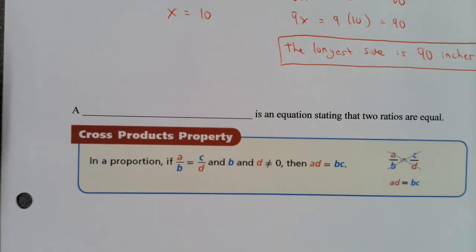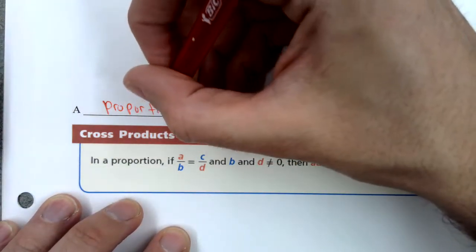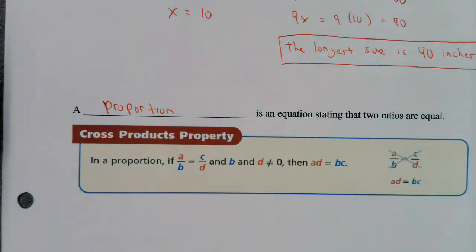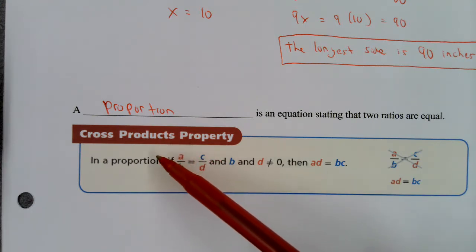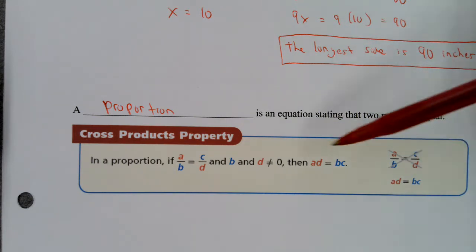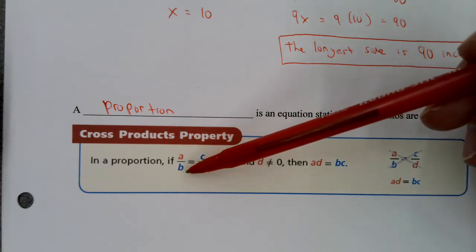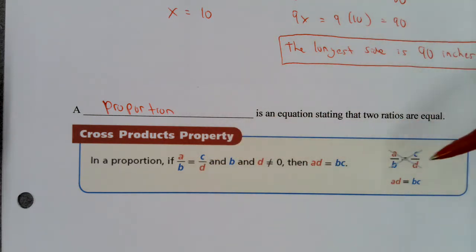Another definition. A proportion is an equation stating that two ratios are equal. Okay? So this is an example of a proportion. A over B equals C over D. And one way to solve this is to use what's called the cross products property, where you multiply the diagonals. If you have this, then you can solve it by saying A times D equals B times C. You multiply the diagonals together. Cross products property, it's called.